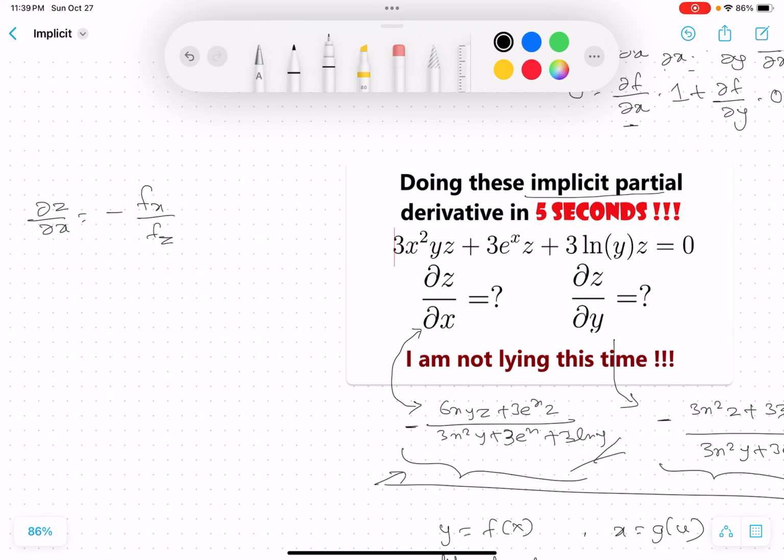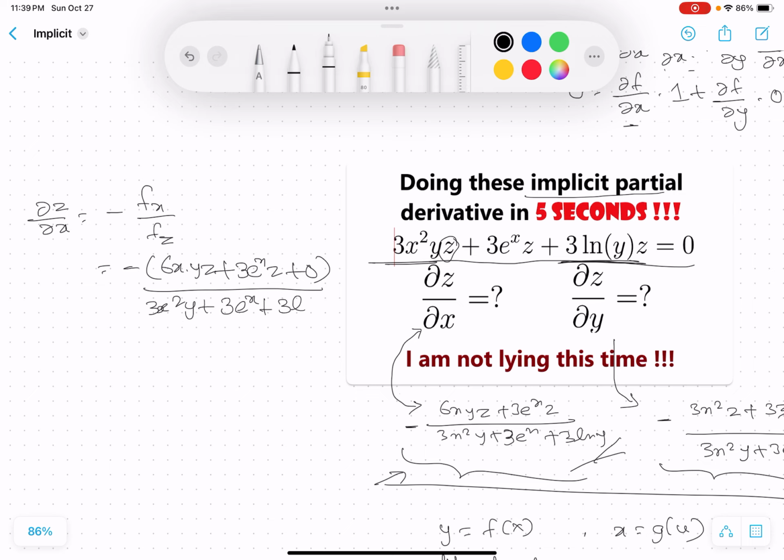And minus, now if I take the partial derivative with respect to x, this will just be 6x times yz, because y is a constant. Now this will be 3 to the power xz plus, since there's no x, these are just constants, so that will be 0, divided by, now since there's just one z, the derivative will be 1 and the constant will remain, so 3x square y. And similar is the case over there, right?